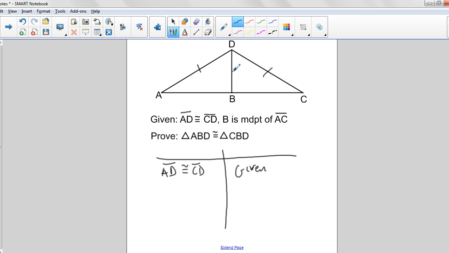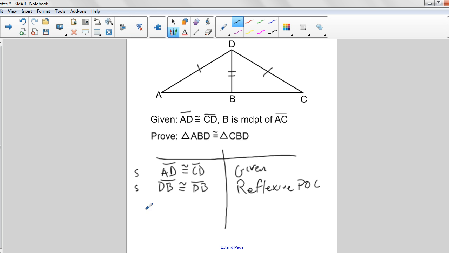Then we could say DB is congruent to itself, DB. And maybe you remember this one, maybe you don't. This one was reflexive property. Reflexive property of congruence, not property of equality.